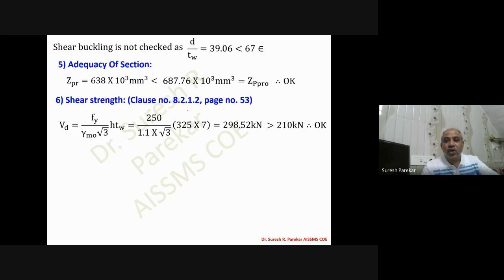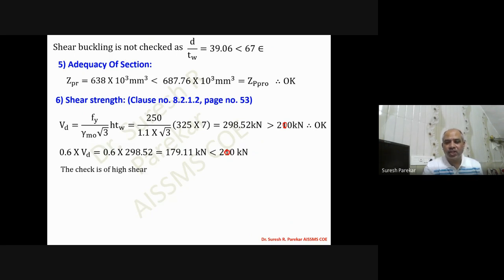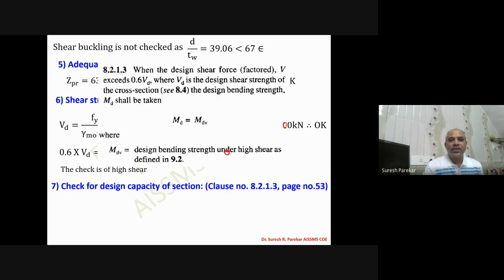Then if you see, we have this shear strength greater than 210. Sorry, actually we have 200 kilonewton only, not 210. So this is 200 kilonewton, and we have this also 200 kilonewton. So now, as it is less than 200 kilonewton, what will happen? The check is of high shear. Now you can see 8.2.1.2 for low shear, and this is for high shear.